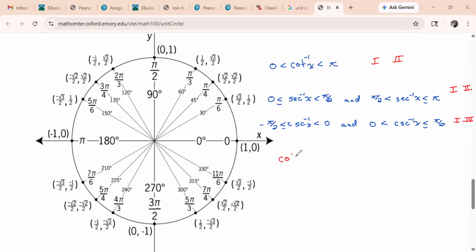So if we were looking for inverse cotangent of negative square root of 3. So remember, this time, this is going to be cosine, then it will be sine. So if we went in this direction, so negative pi over 2, pi over 6.